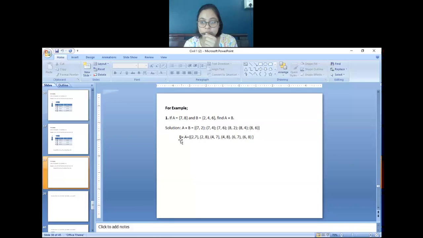Next, B cross A. That means the Cartesian product of B and A. Now, B cross A. What is the difference between A cross B and B cross A? Position of the element. Yes. Now see, this is A cross B. That's why A is in the first position. So I have taken the elements from set A in the first position. Now this is B cross A. So I will take the elements from set B in the first position.